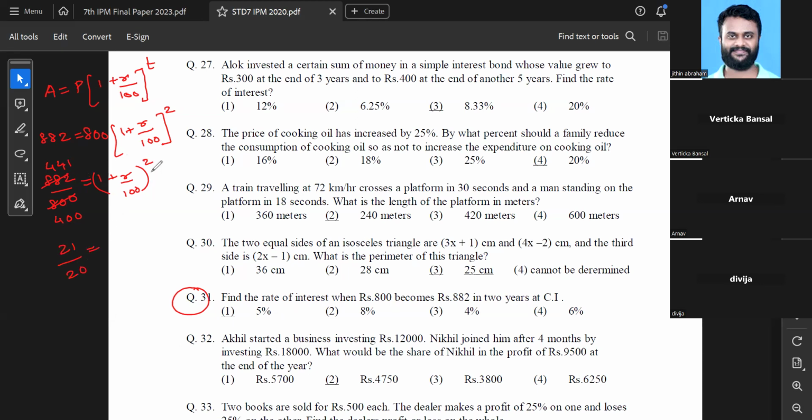On the right hand side, when I take the square root, this square vanishes. So what I'm left with is basically 1 plus R by 100. I take 1 to the other side. 21 divided by 20 minus 1 is equal to R by 100. When I take the LCM, 21 minus 20 is 1 upon 20, is equal to R upon 100. So R is basically 100 upon 20. When you cancel them, you will get the answer to be 5%.